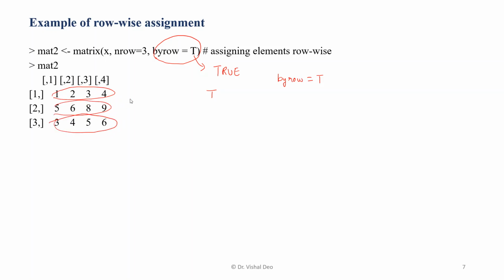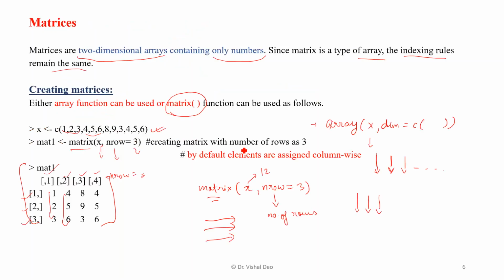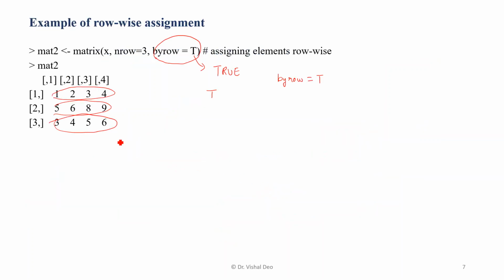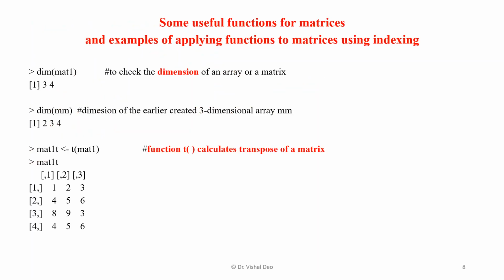You just go back and see the values were 1 2 3 4, then 5 6 8 9, and then 3 4 5 6. So 1 2 3 4 and then 5 6 8 9 and then 3 4 5 6. So row wise assignment has happened, right? So this is another way of defining a matrix. Either use the array function or you can use the matrix function.